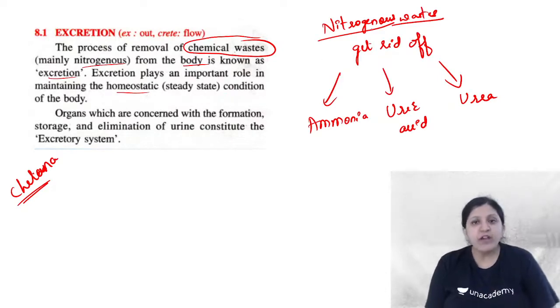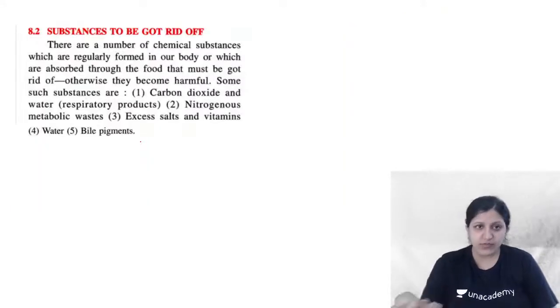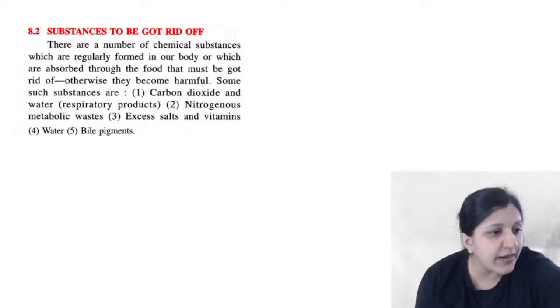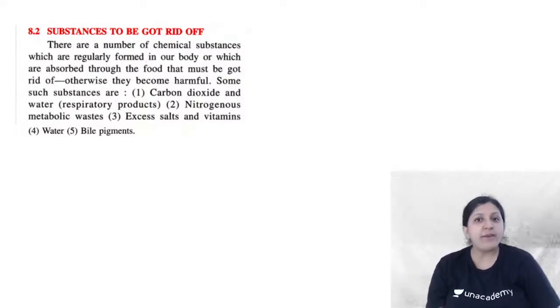The same kind of concentration of useful things has to be there. Now the organs concerned with the formation, storage and elimination of urine form the excretory system. Let's see what all substances we need to get rid of. There are a number of chemical substances which are regularly formed in our body or which are absorbed through the food that cannot be got rid of.